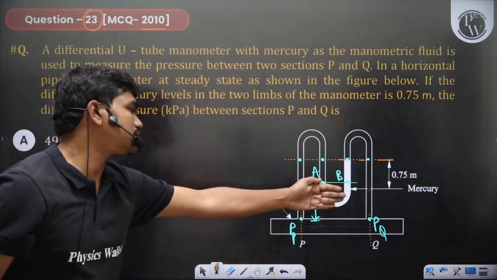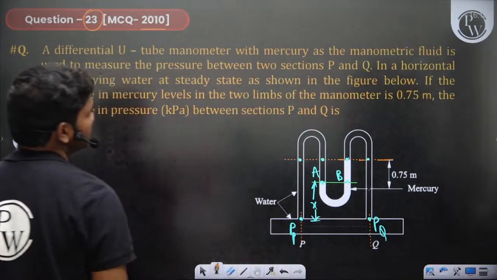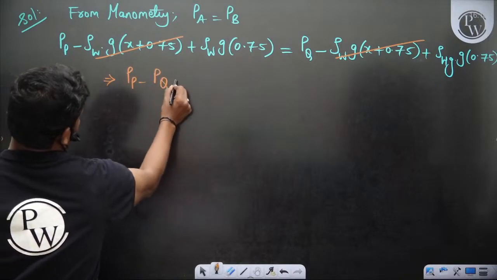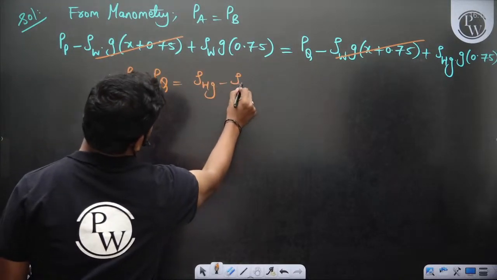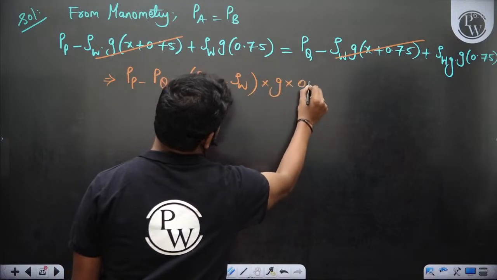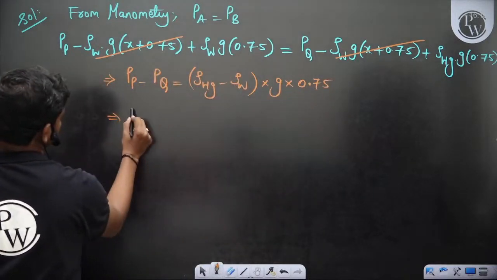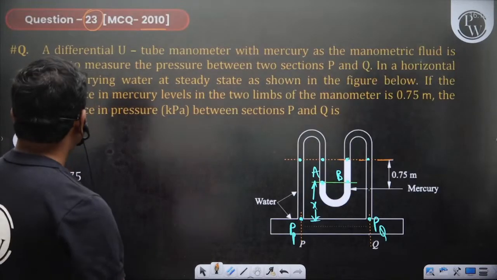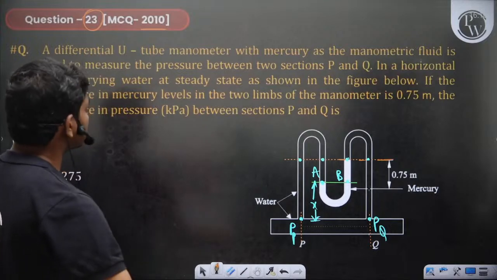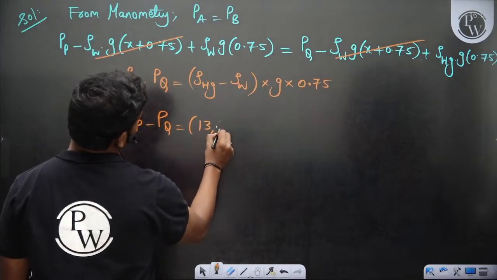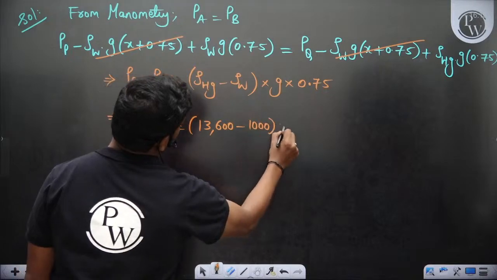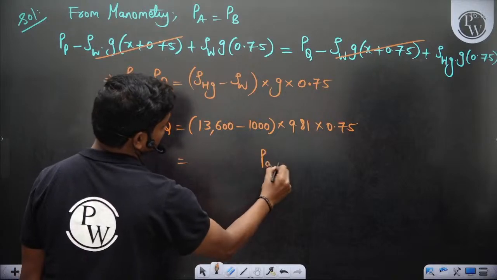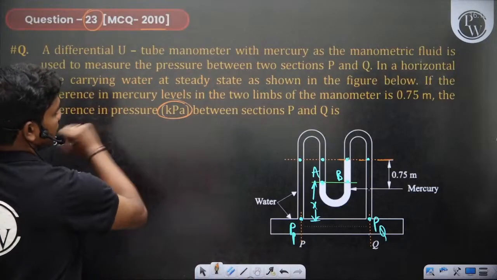So normally in a pipe flow you will experience the pressure drop in that direction since there is no elements like pump or anything here. So the difference in the pressure PP minus PQ is density of mercury minus density of water, g, 0.75. What is the value of the density of mercury? Nothing is given, so let's take the standard values. 13,600 minus 1000 into 9.81 into 0.75. So this is in pascals, okay, because you put everything in SI units and the answer they want is in kilopascals.